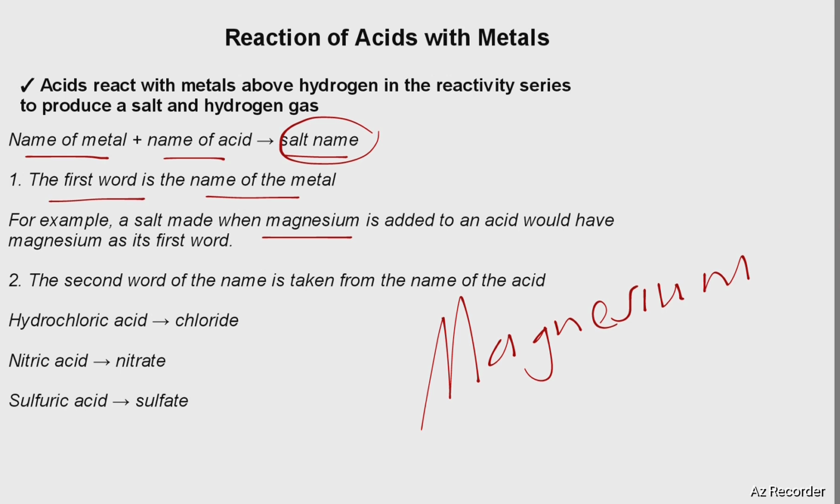Then the second word is taken from the acid. For example, if it's hydrochloric acid, it will become chloride. If it's nitric acid, it will become nitrate. If it is sulfuric acid, it will become what? A sulfate. So the name comes from both. The first name will come from the metal, and the last name, or we can call it the surname, will come from the acid. So let's see how that actually goes.